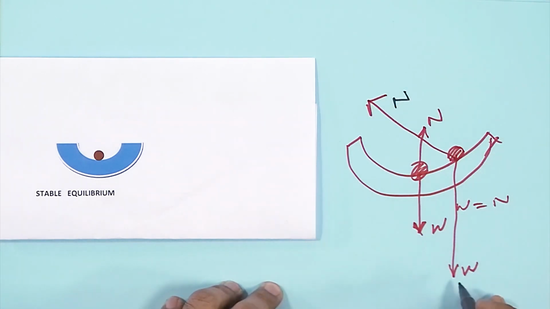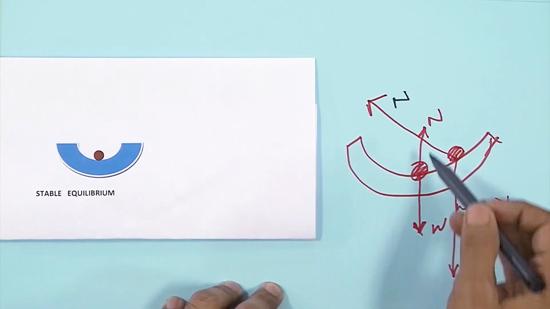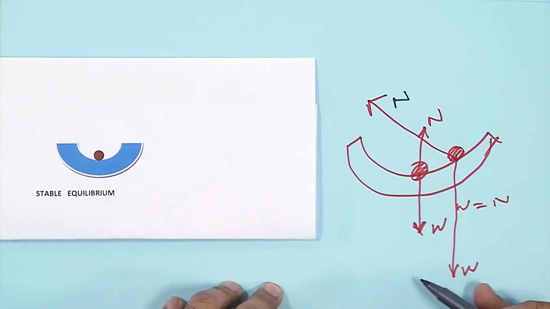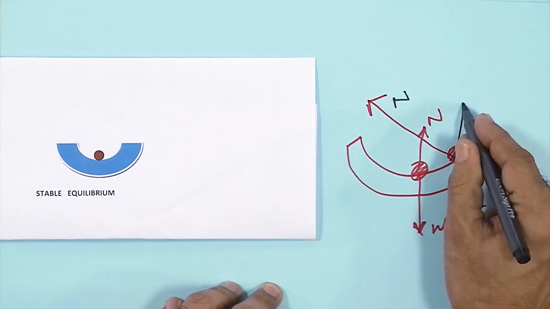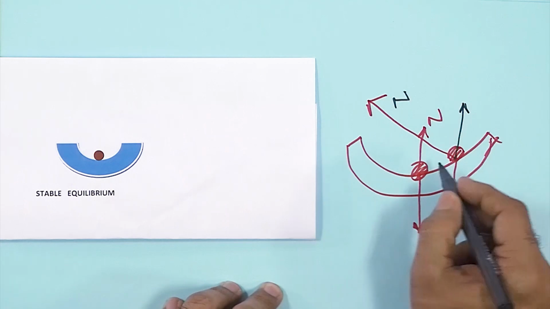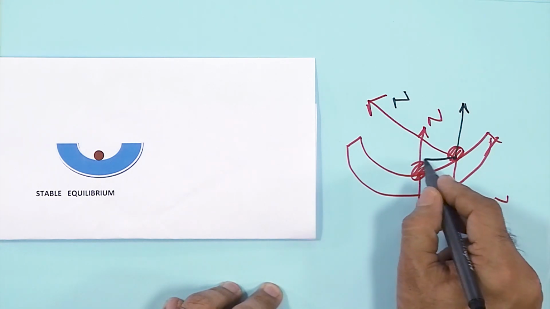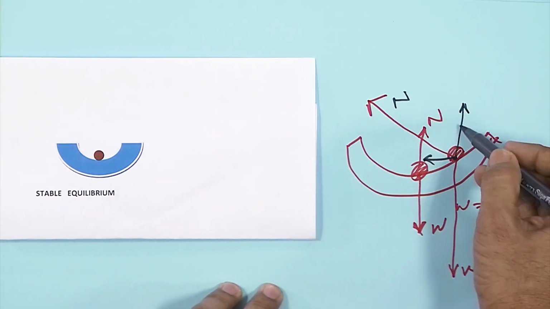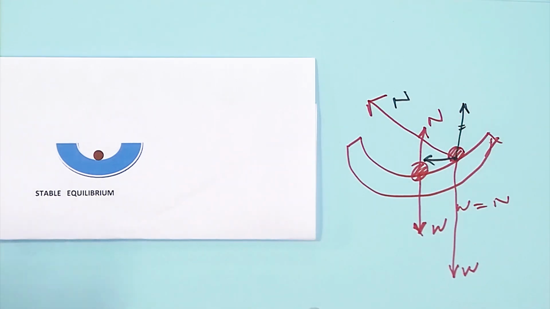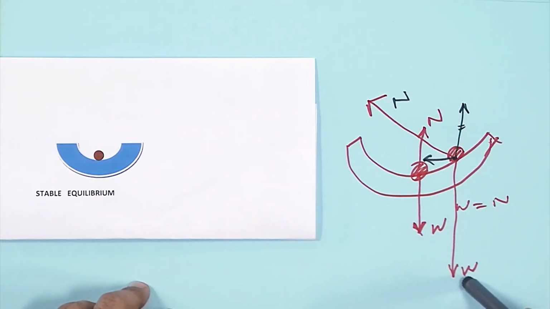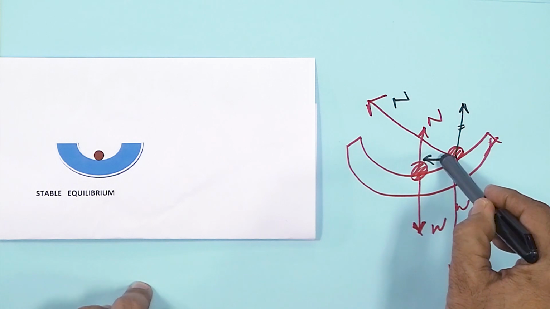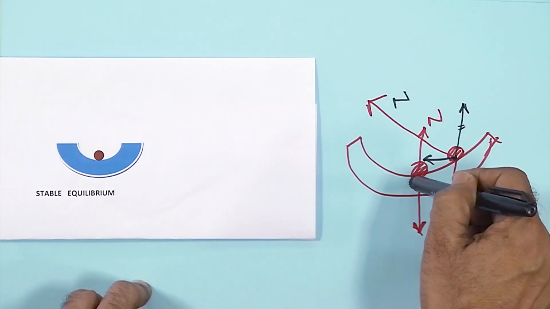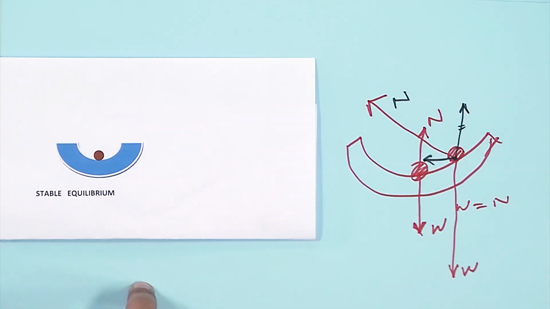is now not straight away balancing the weight. In fact, this normal reaction has got two components, one in the vertical direction, another in the horizontal direction. Now, the component of the normal reaction in the vertical direction balances the weight, and this horizontal component tries to pull back the body towards the center.